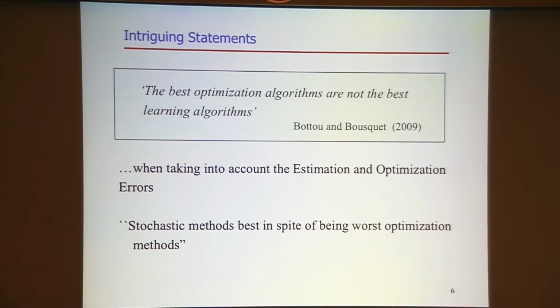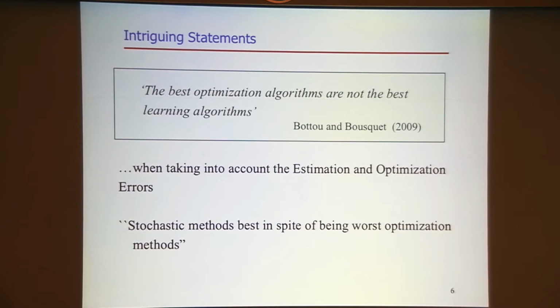Okay, so let's start now with the talk. How about if I give you a couple of intriguing statements? There's a very nice paper by Bottou and Bousquet, I think the title is The Trade-offs of Large-Scale Machine Learning. And towards the end of the paper, there's a statement that says something along the following lines: the best optimization algorithms are not the best learning algorithms.